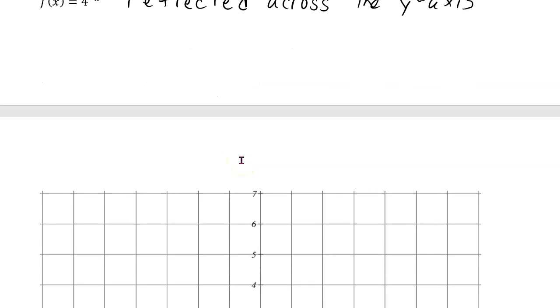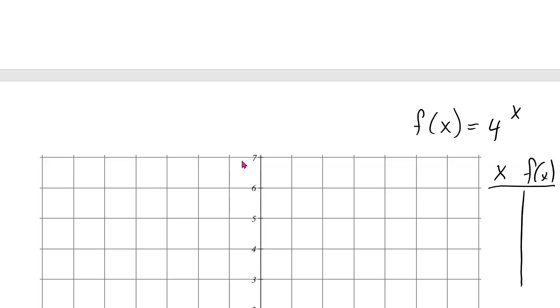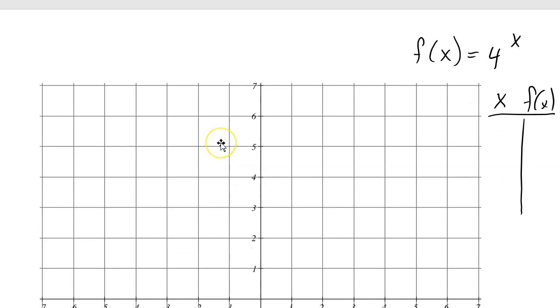reflect it. In order to do that, I'm going to create a list of values using a table. I have 4 to the x, so I'm going to list my x values and my f of x values. I'm going to choose some positives and some negatives so I can get a good range. I'll start with -2, and then -1, and then 0, then 1, then 2. These are my favorite 5, but they may not all fit on the graph.